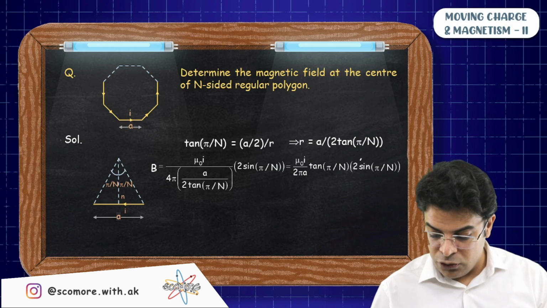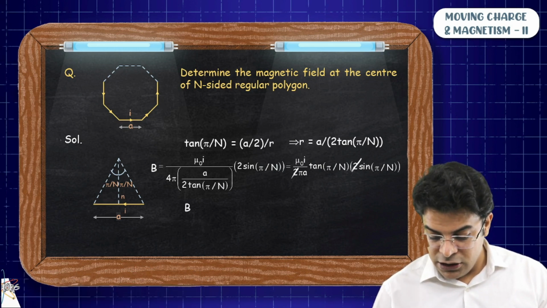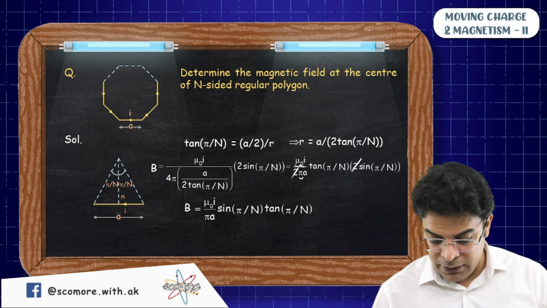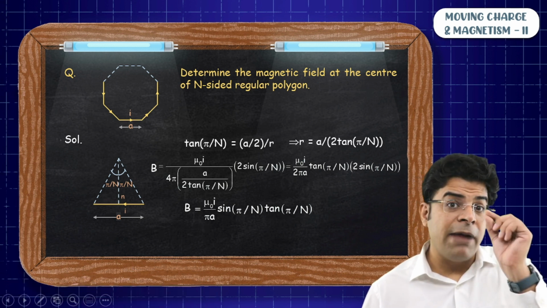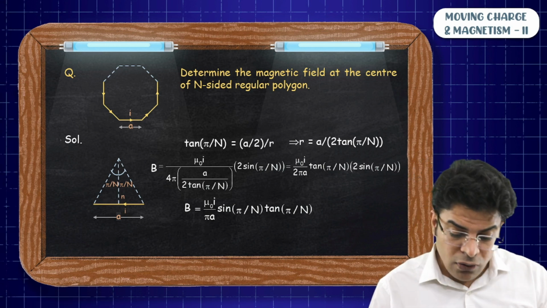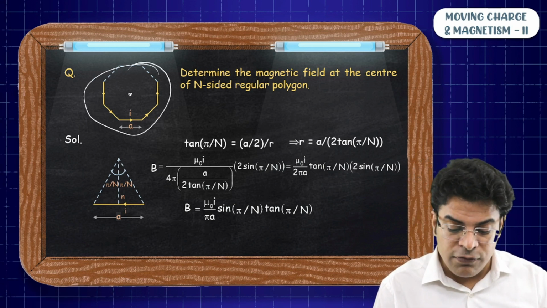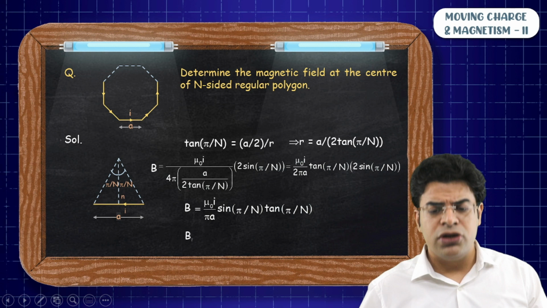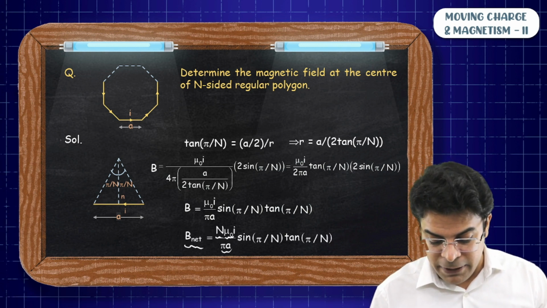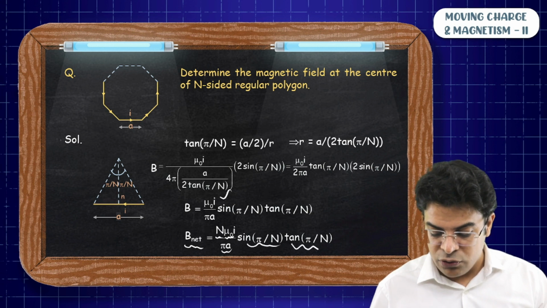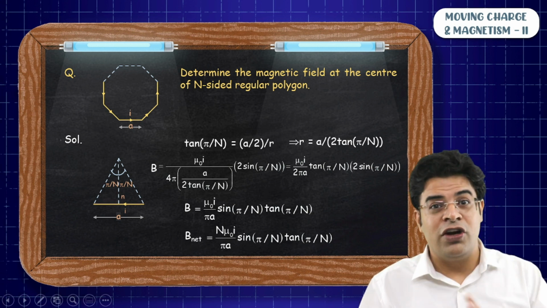So the 2 and 2 get cancelled, and what you get is B equals μ₀I by πa into sin(π/n) into tan(π/n). This is the magnetic field due to one side. Due to all the n sides, the strength of magnetic field at the center will be n times. So the net magnetic field at the center will be n times μ₀I by πa into sin(π/n) into tan(π/n). Now you know the generalized result.